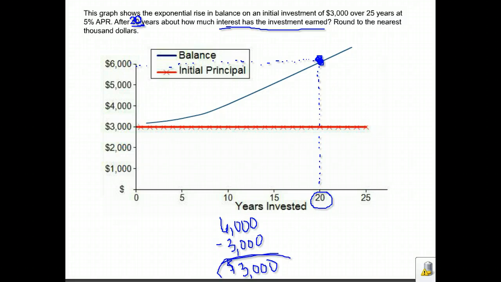Okay, so those are just some questions. If they represent your interest growing as a graph, some ways to look at the graph and interpret what it means, or how much interest you've earned, how long it's going to take, all of that fantastic stuff. Okay, are there any questions on those two graphs?